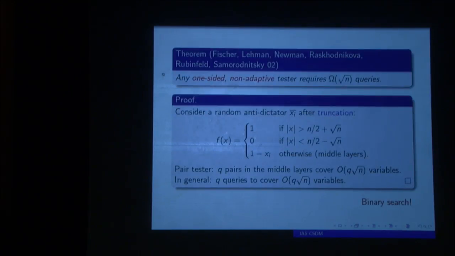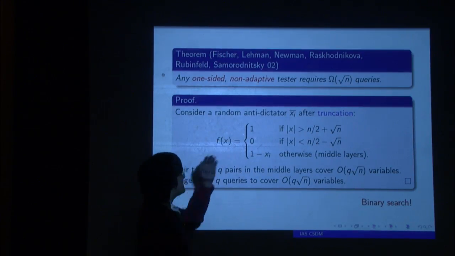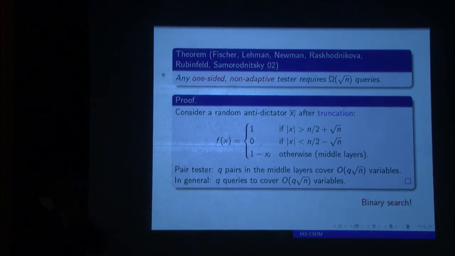So now let's go to the lower bounds. The first lower bound is by Fischer, Lehman, Newman, Raskhodnikova, Rubinfeld, and Samorodnitsky. And they show that if the test is one-sided and non-adaptive, then you really need root n queries. And the proof is using the following random anti-dictator function, not xi. And let's go through it very quickly because I think even the adaptive lower bound has some idea from this proof.